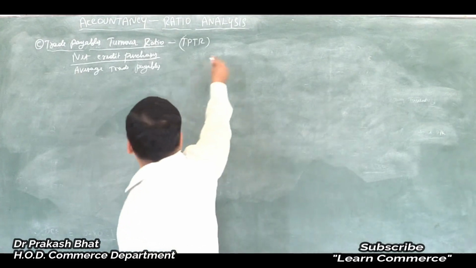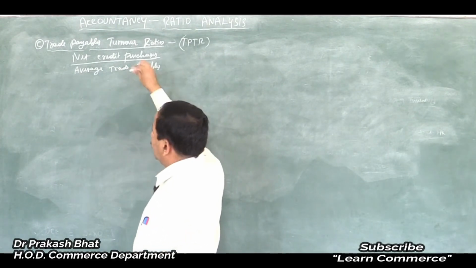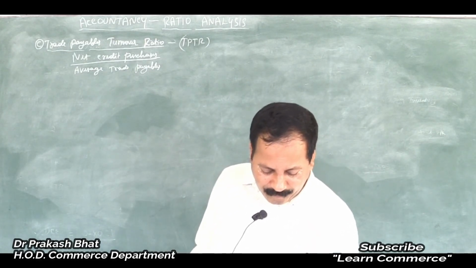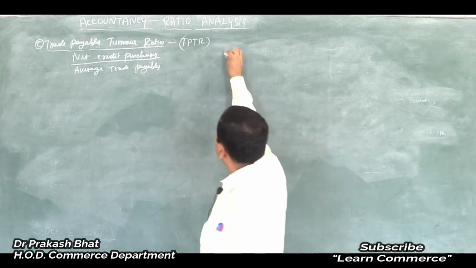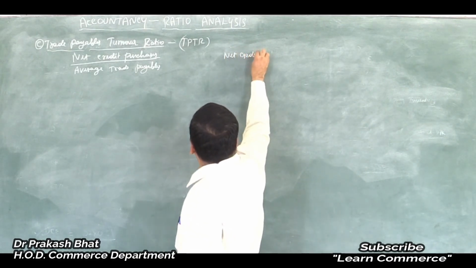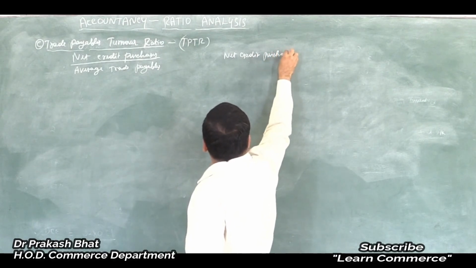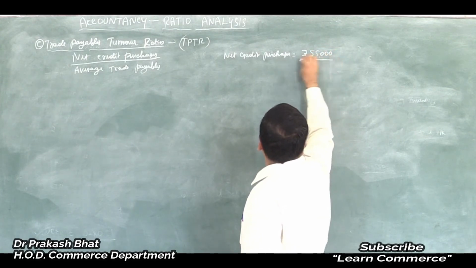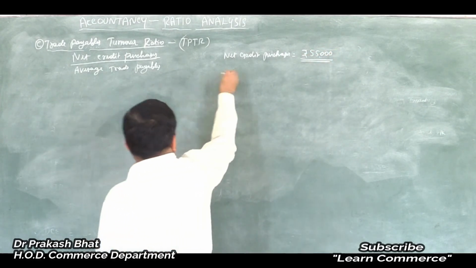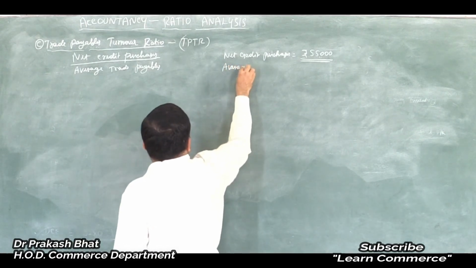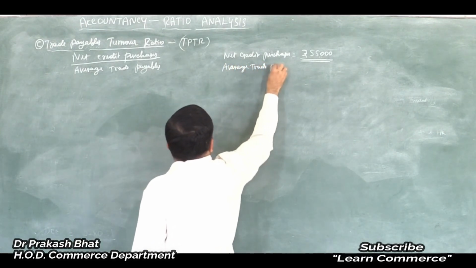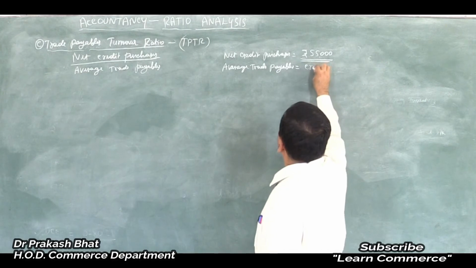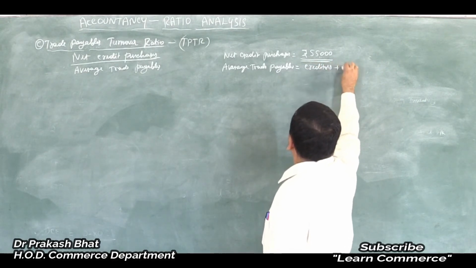Let me take up net credit purchases. Already I told you entire purchases here is credit purchase. You have to assume in that way, 55,000, right? So net credit purchases is equal to rupees 55,000. Then average trade payables is equal to creditors plus bills payable, isn't it?